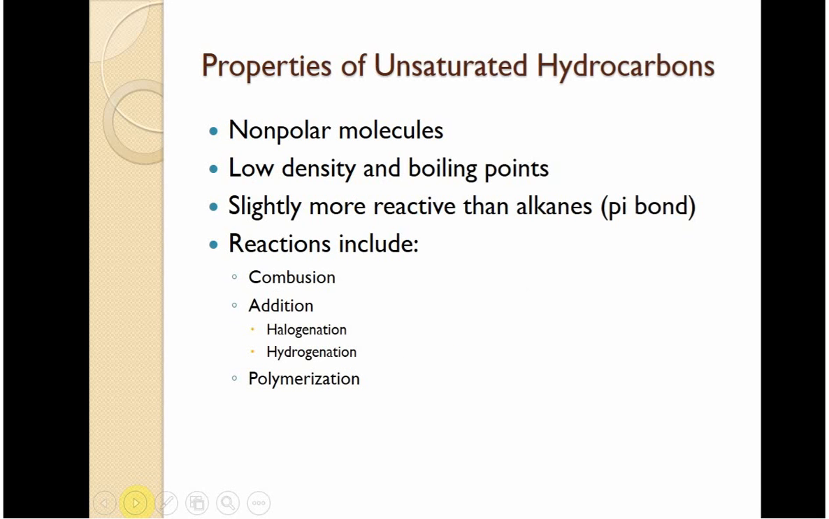Now, in terms of properties, unsaturated hydrocarbons are still nonpolar. They still have low density and low boiling points. It's just that they're going to be slightly more reactive than alkanes because of that pi bond. They're still going to go through combustion. They can also have addition. Instead of substitution, where you take off a hydrogen and put something else on, you have this double bond, and instead of substituting, you break this open and then add in a chlorine or something across it, okay? Generally, it's going to be either a hydrogen or a halogen that you're adding across. And then the other thing that these can go through is polymerization. We're going to talk a lot about polymers in a little bit.